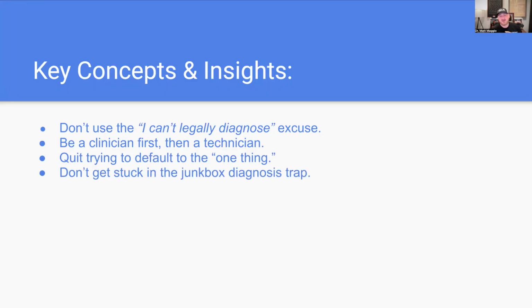Next is don't get stuck in the junk box diagnosis trap. You see this a lot. Anything that has syndrome in it, like piriformis syndrome or low back spasms or anything you can think of, doesn't really tell us what's going on. We always want a tissue specific diagnosis. We want to know what the problem is, where it is, and exactly what is causing all of the pain. Because going back, we sure as hell can't fix it if we don't know what the problem is in the first place.